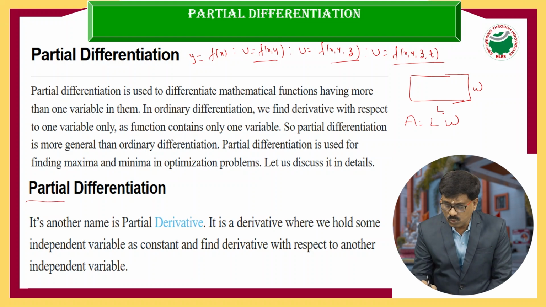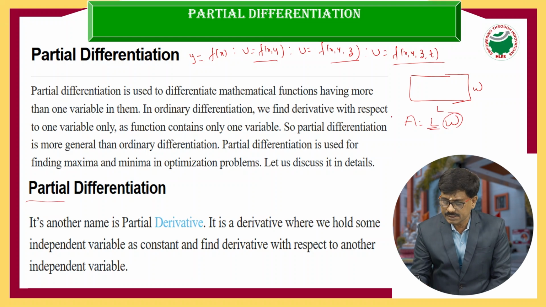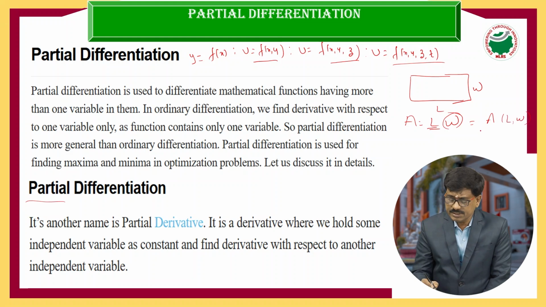I can vary only length. I am going to treat width as a constant. This is a two variable function. Let us take area as a function of L and W. If I take volume, it is a function of L, B and H.